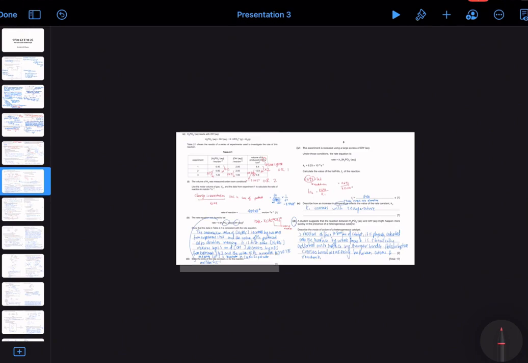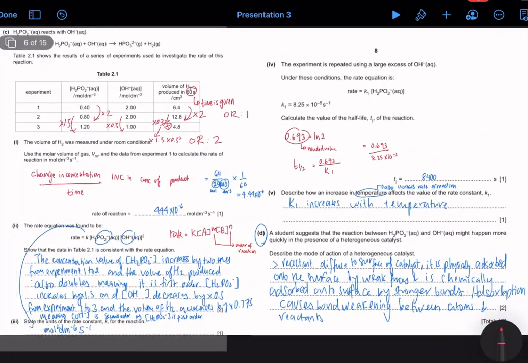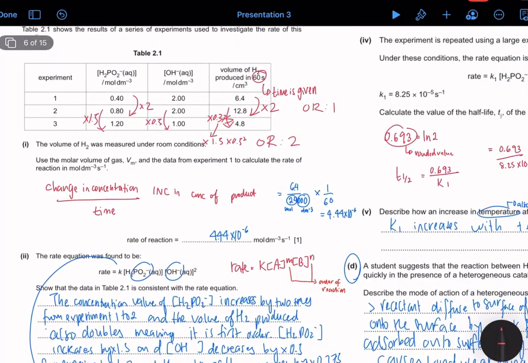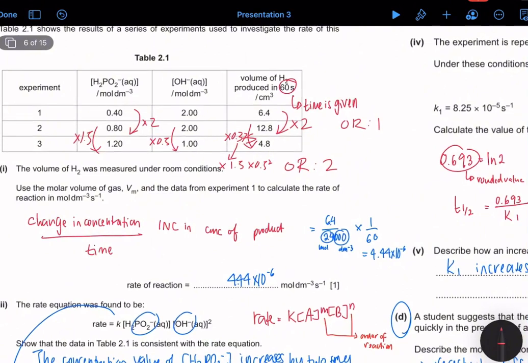Next question. H2PO2- reacts with OH-. Table 1 shows the results of a series of experiments used to investigate the rate of this reaction. This one is usually about the order, first order, second order. The volume of H2 was measured under room conditions.